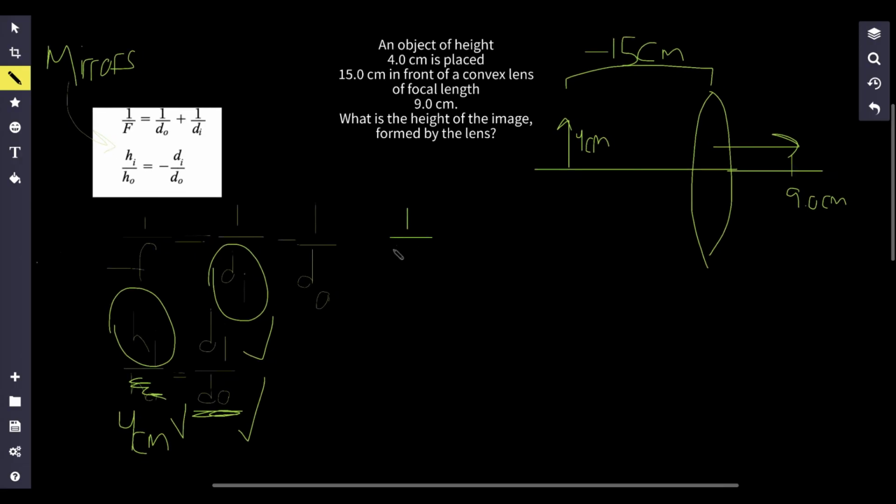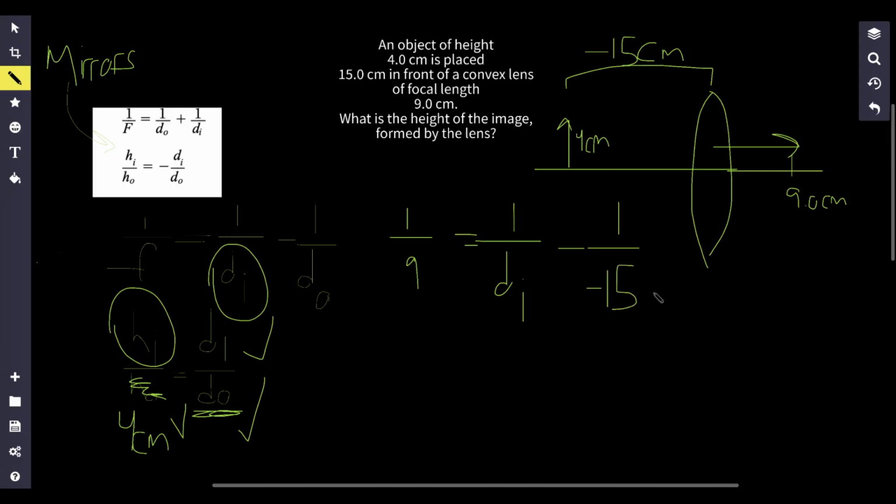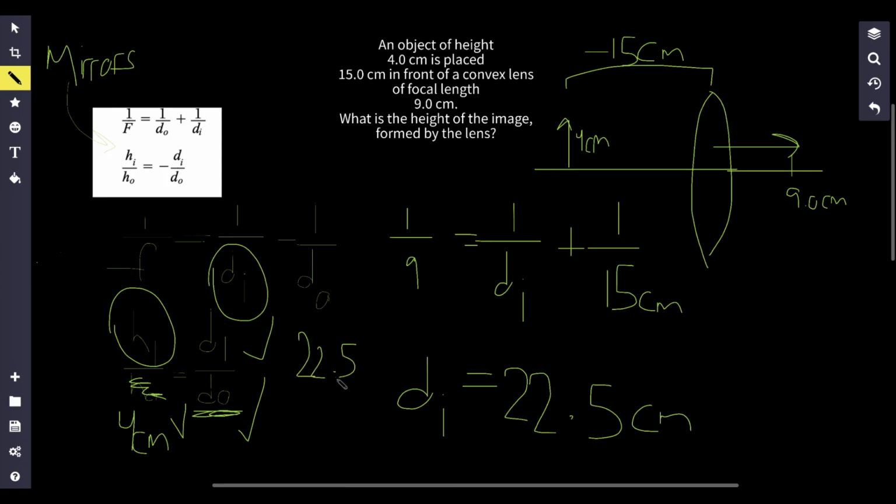So let's do that. 1 over my focal length, which is 9, is equal to 1 over the distance of my image, which is our unknown, minus 1 over the distance of my object, which is negative 15 centimeters. It's very easy to get confused with this stuff. After that, I just subtract 1 over 15 from both sides, and I get that my image distance is equal to 22.5 centimeters.